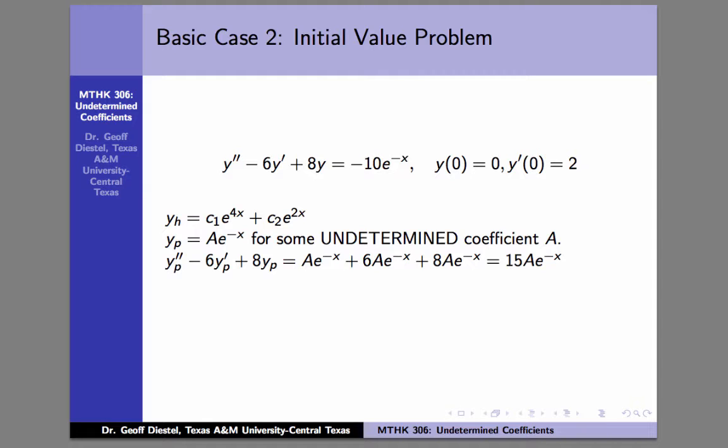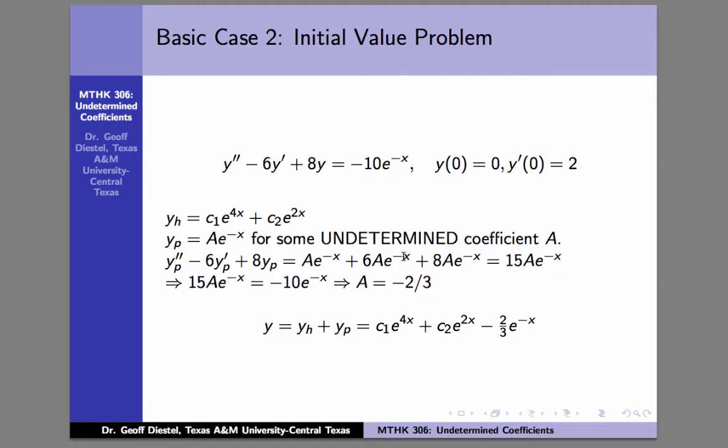So all we have to do is set that quantity, if we want y sub p to be the solution, equal to our minus 10 e to the negative x from our equation. And that'll tell us what a is. So in this case, a is negative 2/3.